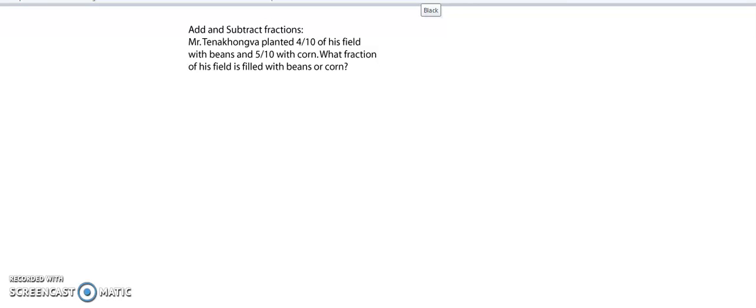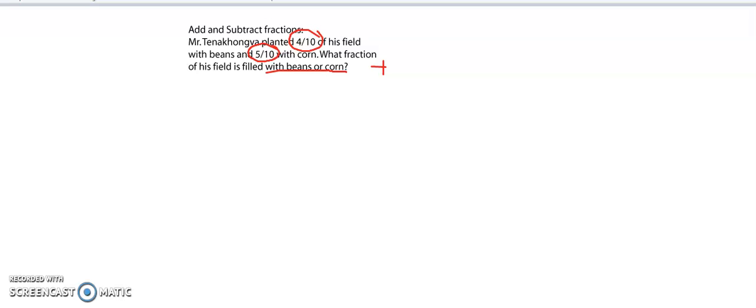And so some keywords to look for when we decide to add would be together or with. Okay, so together or with. So let's identify our information. We have 4/10, okay, and we have 5/10. And then it says what fraction of this field is filled with beans or corn. It's not saying which one is beans, which one is corn. In this instance, beans or corn means both of them. So we're going to add.